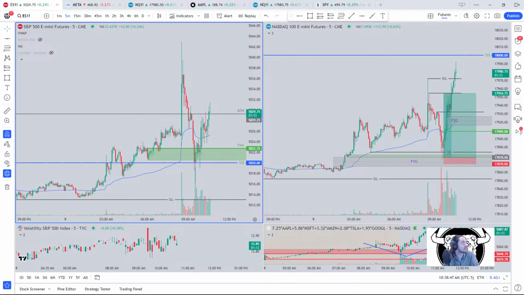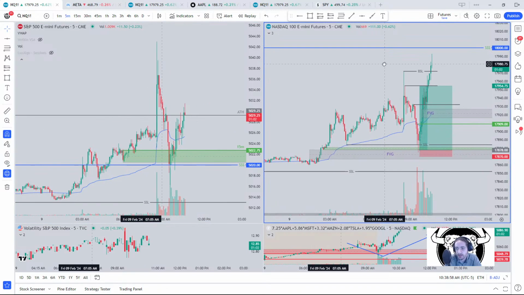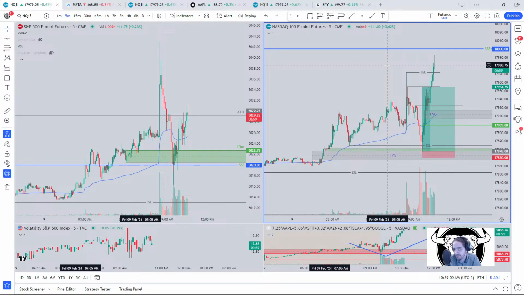Microsoft new high of the day. Meta selling off. Nvidia new high of the day, then sold off from that new high of the day. Amazon running right now, guys. Running right now. So yeah, that was the four confirmations.